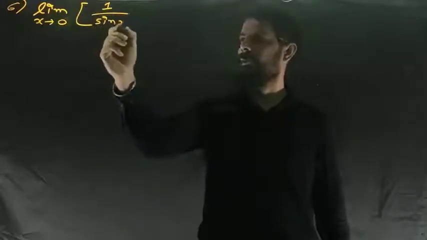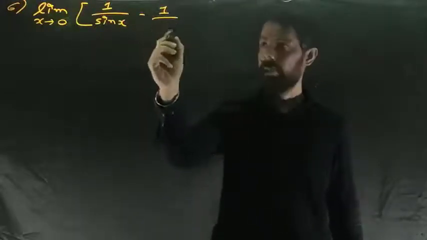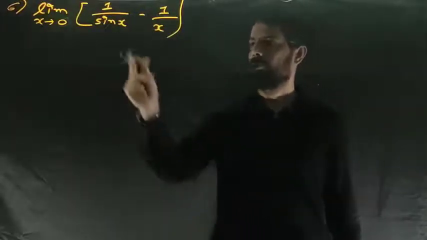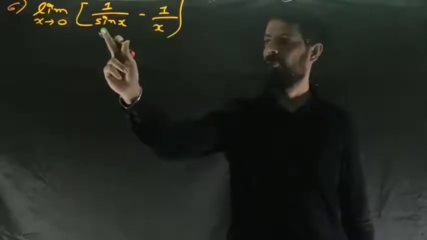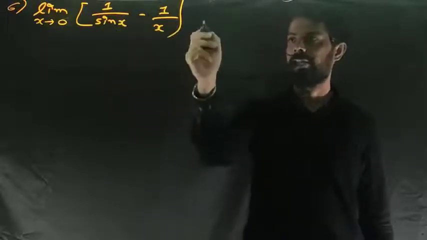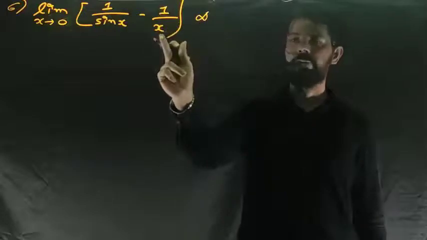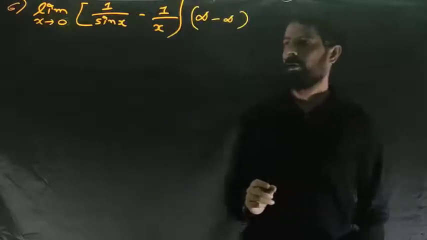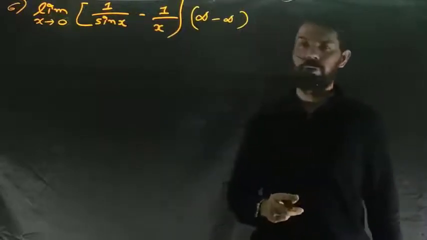Now let us discuss the sixth example. Evaluate limit x tends to 0, 1 divided by sin x minus 1 divided by x. First of all we will have to check the form of the question. Replacing x by 0, the value of sin 0 is 0, so this is 1 divided by 0, and 1 divided by 0 is infinite. Here again 1 divided by 0, so it is again infinite, so it is infinite minus infinite form.